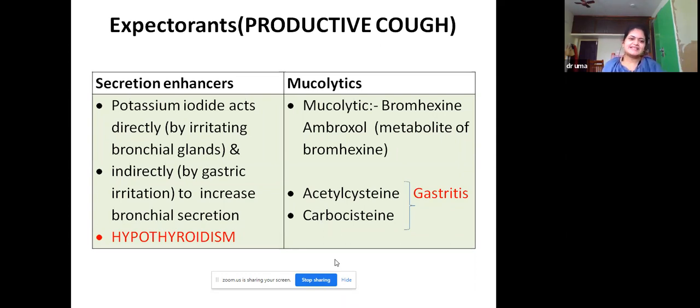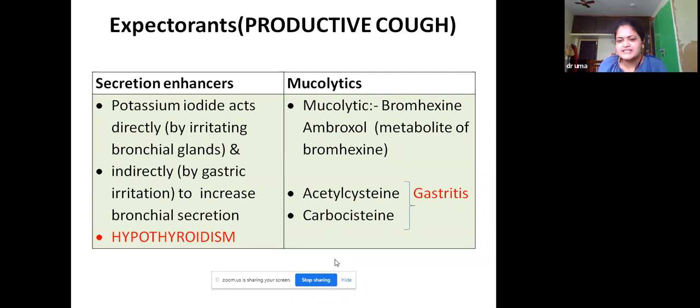Expectorants are of two types: secretion enhancers and mucolytics. The secretion enhancer is mainly potassium iodide. It acts by a direct mechanism and an indirect mechanism: directly by irritating the bronchial glands and indirectly by gastric irritation. The main adverse effects with this secretion enhancer are hypothyroidism, flaring up of acne when it is used in adolescent females, and it is also prone to cause cretinism when it is given to pregnant women.